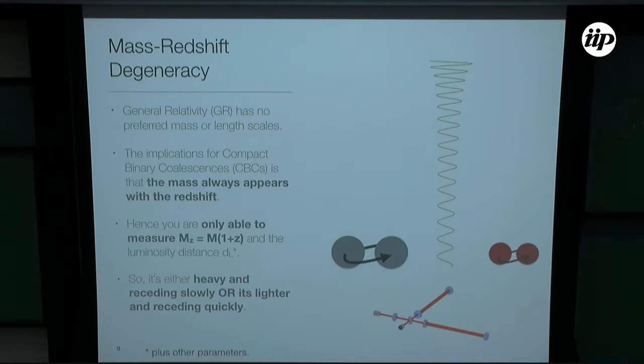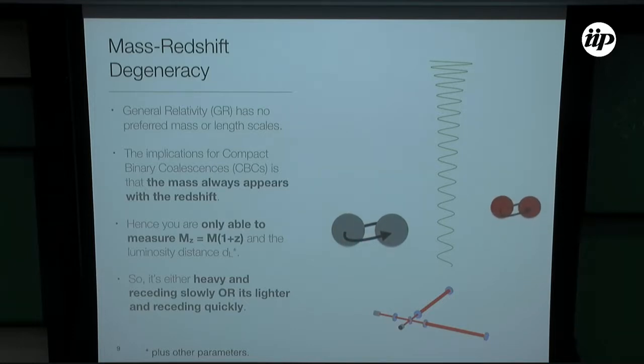Now, what I said on the previous slide was a lie on multiple levels. Here's the first level of lying, is that you don't measure this mass of your compact binary coalescence directly. What you measure is the redshifted mass. I'll play a little animation.